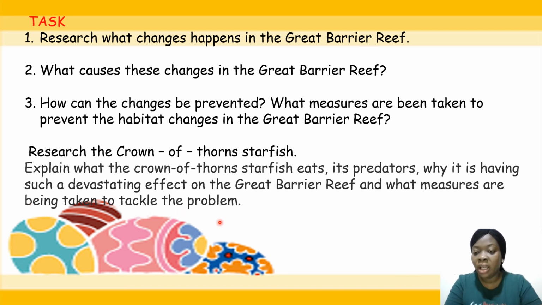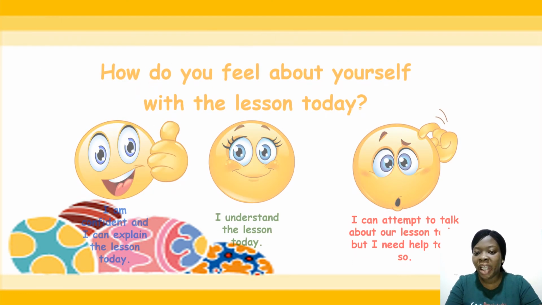We have learned what a habitat is. We have learned about some of the changes that happen in a habitat and the causes of these changes. Now, we want to discover what changes happen in the Great Barrier Reef, what causes the changes, and how this can be prevented. Your extension task is to research the crown of thorns starfish and explain its effects on the Great Barrier Reef.